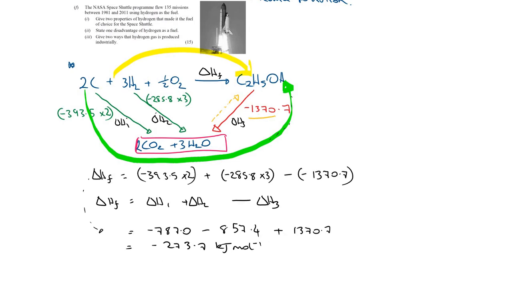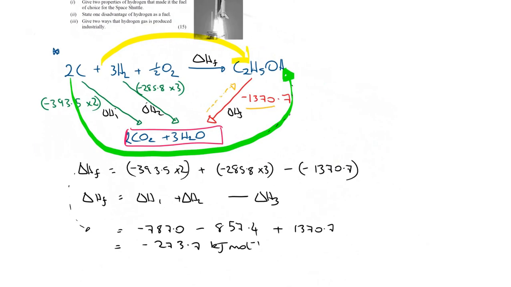So state one difficulty then, it's explosive. Because it's a gas, really flammable, it's very dangerous. Like, as it's a gas, it can leak easily and things like that as well. So give two ways in which hydrogen gas is produced in industry.